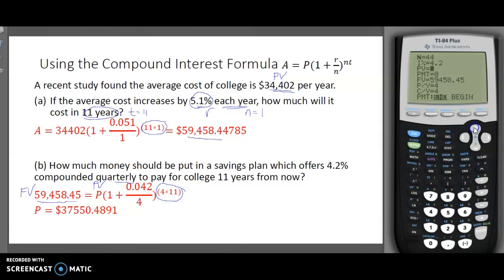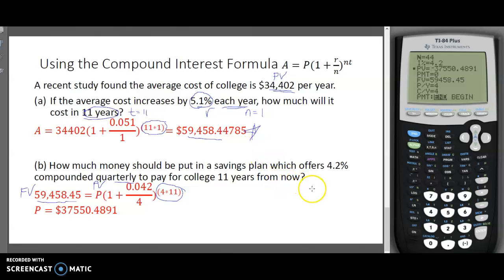So I arrow back up to present value, do alpha, enter, and the present value is $37,550.49. That's how much money we would need to put into this savings plan so that we would have the $59,458 in 11 years to pay for college.